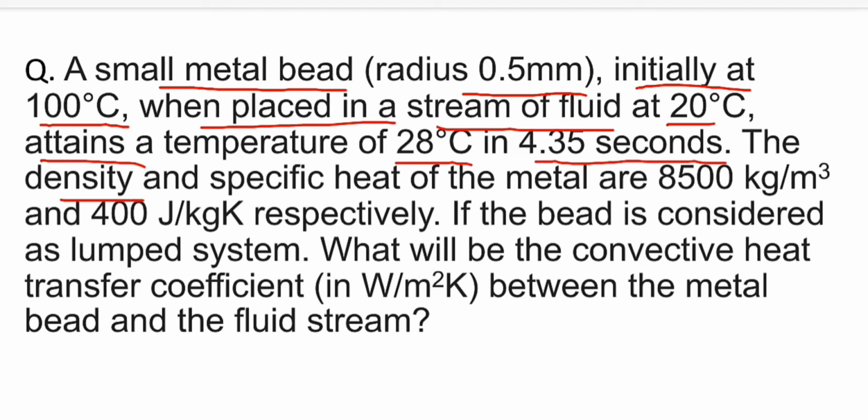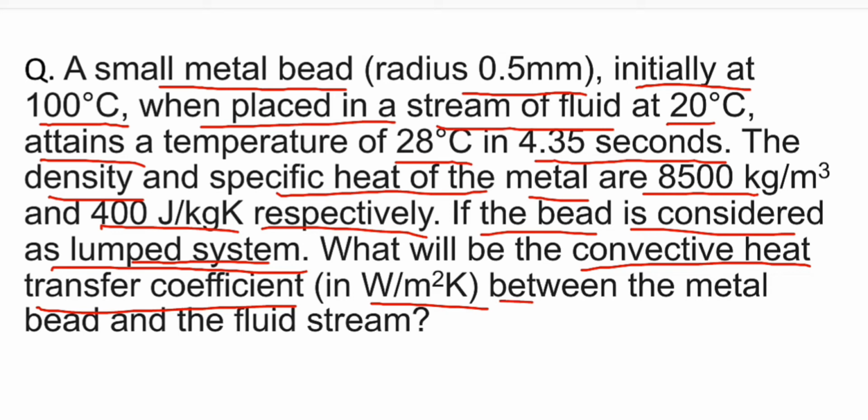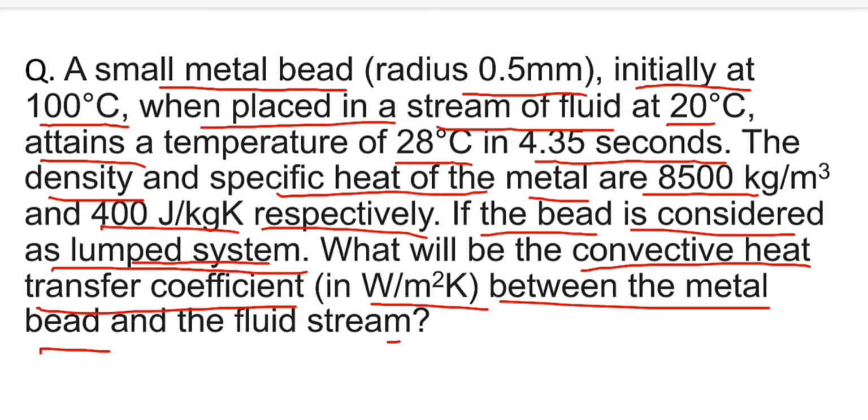The density and specific heat of the metal bead are 8500 kg per meter cube and 400 joule per kg Kelvin respectively. And here the metal bead is considered as a lumped system. Remember this key point. Then we have to find the value of the convective heat transfer coefficient, that is h, in watt per meter square Kelvin, between the metal bead and the fluid stream.